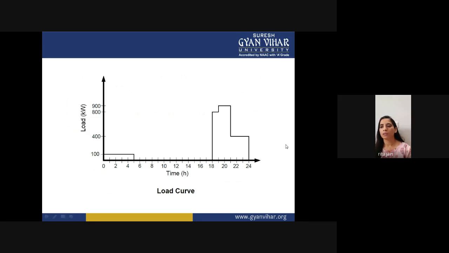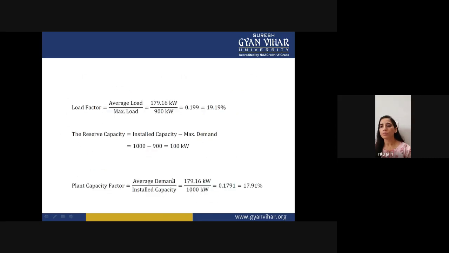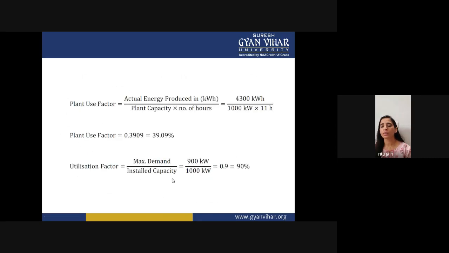1 2 3 4 5, and this is your 6 hours. Okay, so 1 2 3 4 5, 5 hours, and then 6 7 8 9 10 and 11. So total hours is your 11 hours. So this load is utilizing for 11 hours.